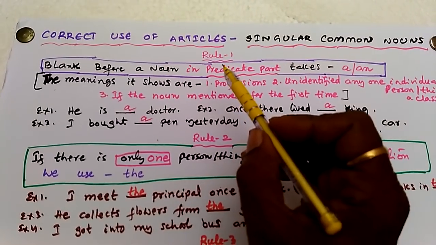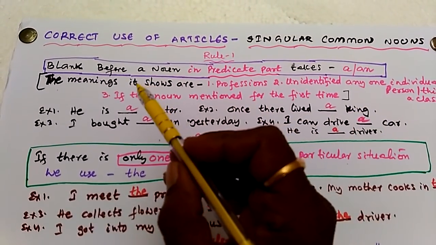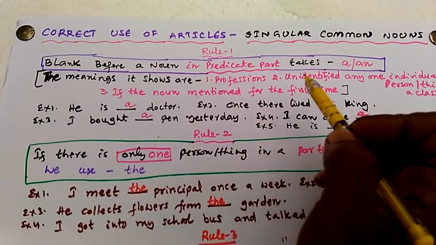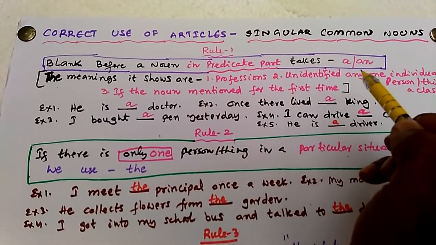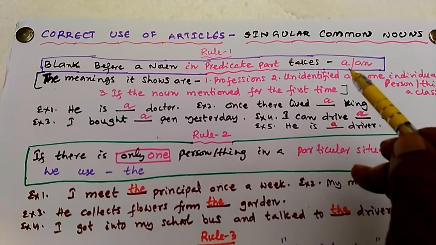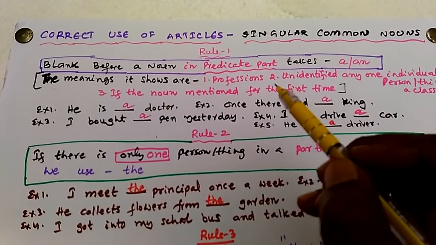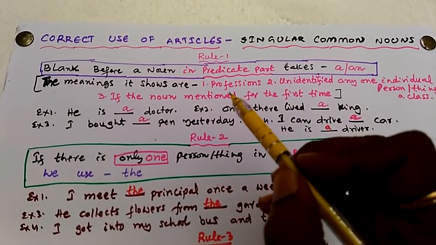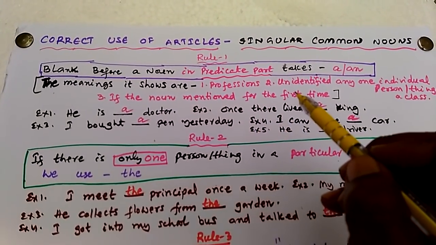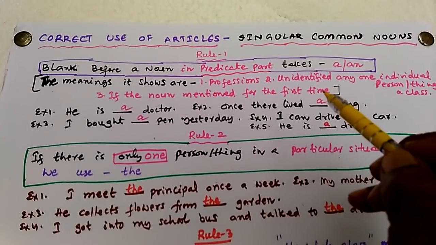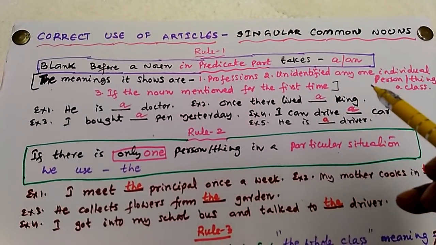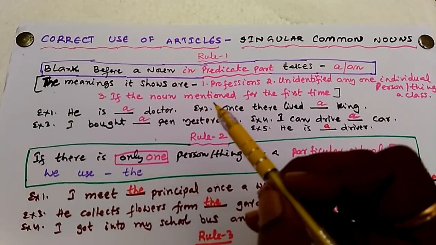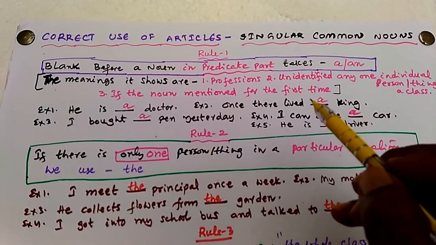Here is rule number 1. If a blank is there before a noun in the predicate part, it takes a or an. Here, a or an shows three different things. One is it may show professions, or it may show an unidentified person or thing, or it may be the case that a noun is mentioned for the first time.